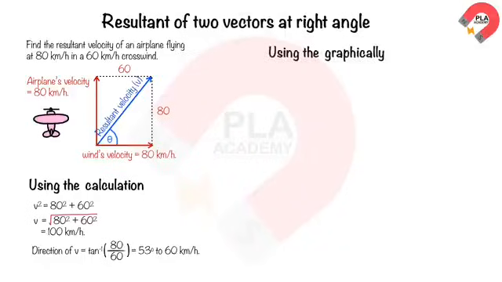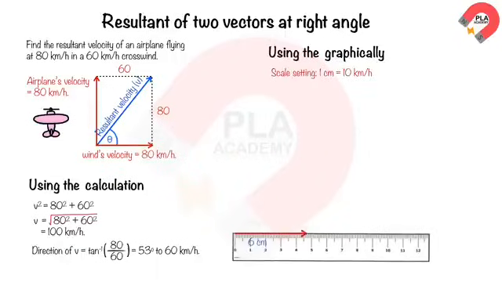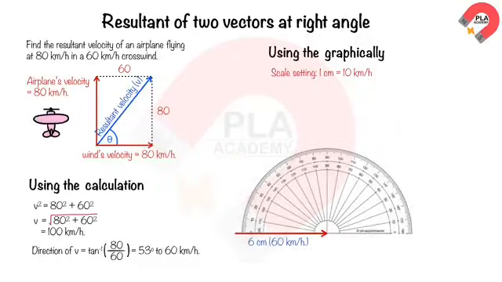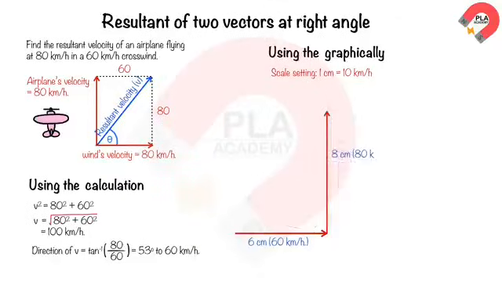Find the resultant velocity graphically. Set the scale 1 cm to 10 km per hour. Draw the velocity of 60 km per hour to the right for 6 cm. Measure the angle at the head of the 60 km per hour velocity using a protractor as 90 degrees. Link the head of the 60 km per hour velocity to the tail of the 80 km per hour velocity. Draw a velocity of 80 km per hour for 8 centimeters. The resultant velocity is formed by connecting the tail of the 60 km per hour velocity to the head of the 80 km per hour.